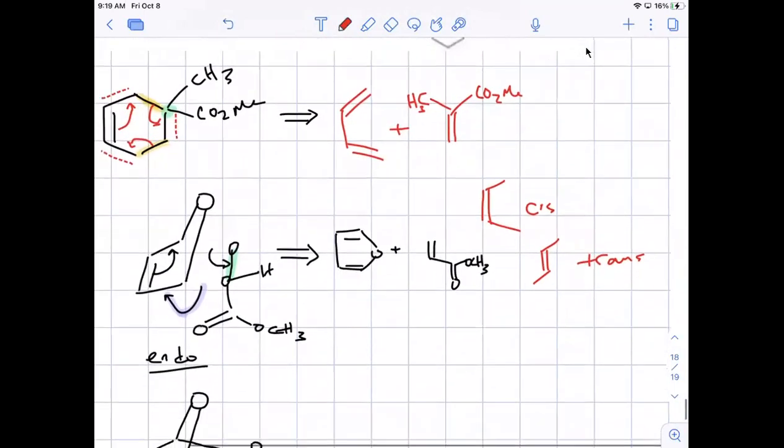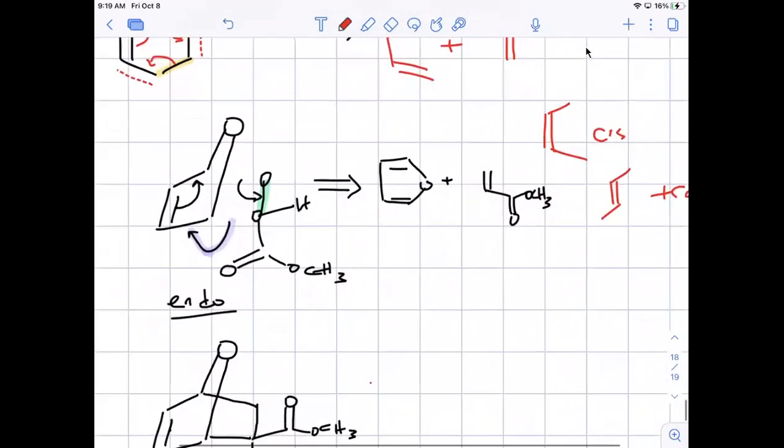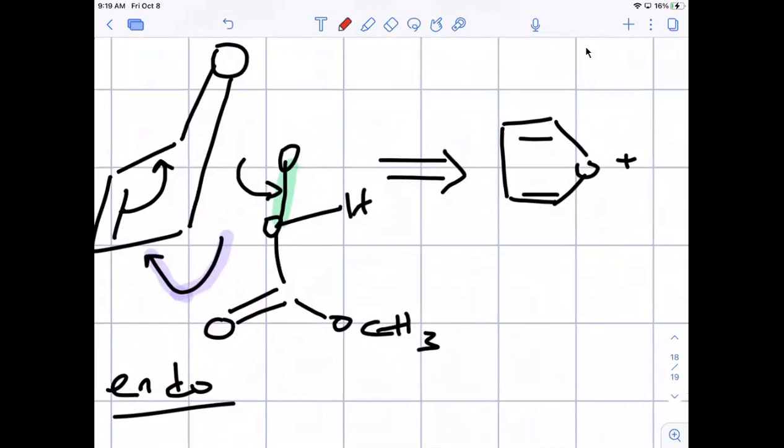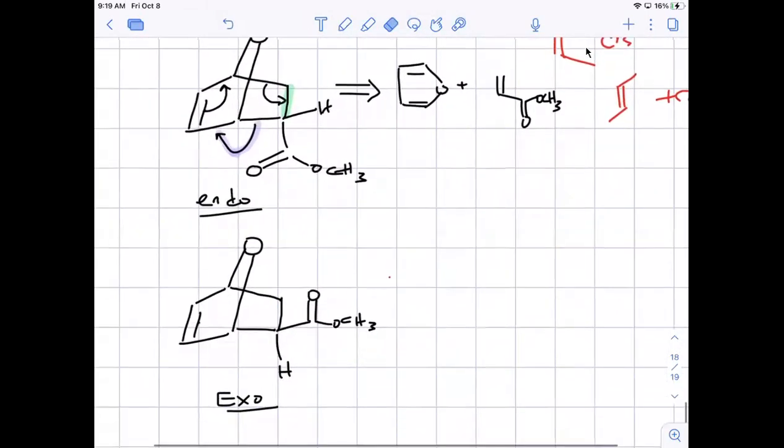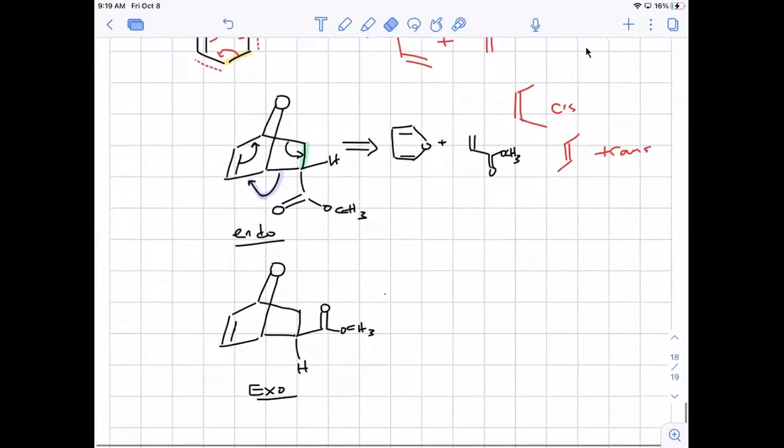All right. Let me put those bonds back in. To the next question. Good question. If you were doing this reaction, would you get both endo and exo? If you did this Diels-Alder reaction on this, that's shown on this side, yes. Which one is going to be more stable?